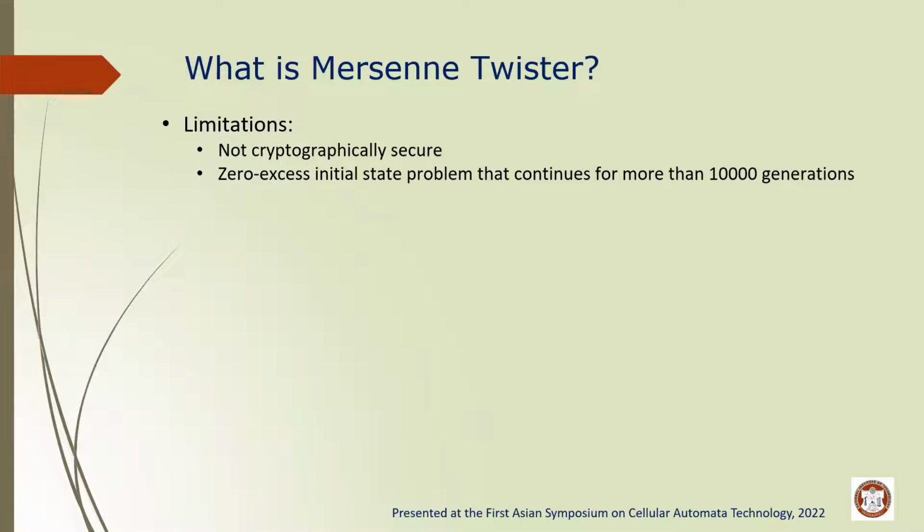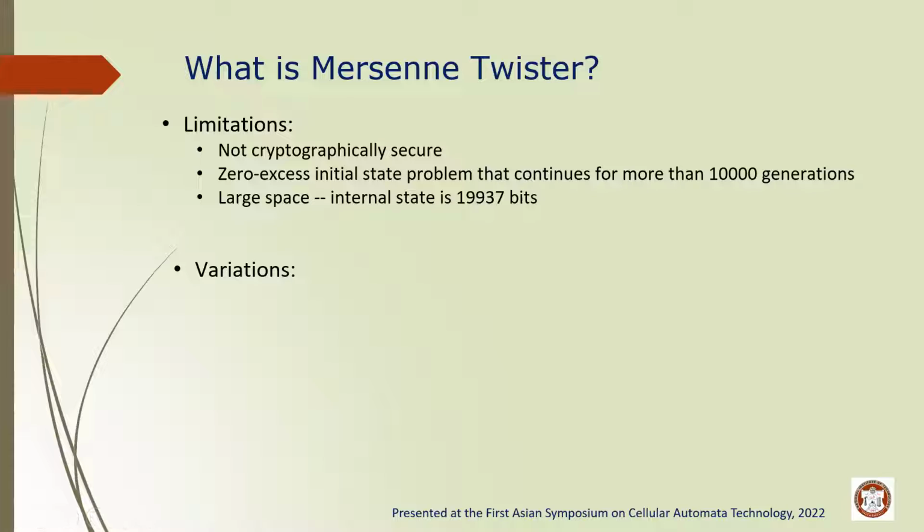What is this problem? Basically, if the seed contains a large number of zeros, those zeros will continue for more than 10,000 generations. Only after that can we get really random numbers. So that is the zero-excess initial state problem. And it needs really large space. The internal state is 19937 bits, which we have to store in full.